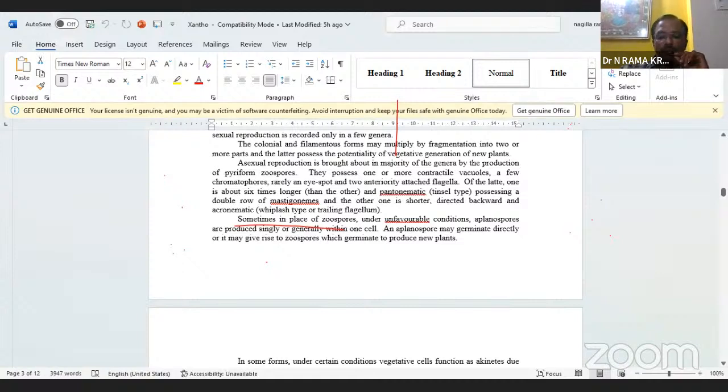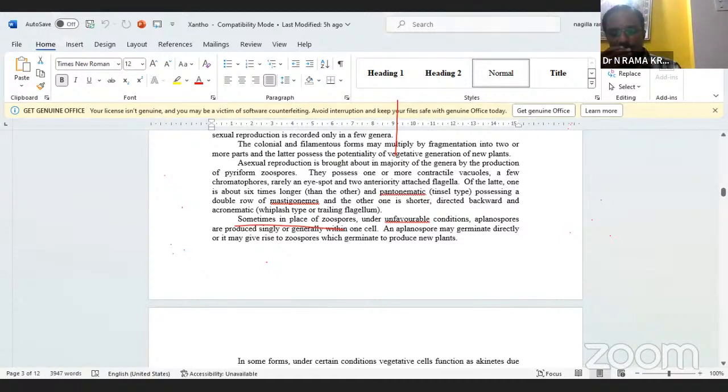So whatever it may be, asexual reproduction is by aplanospores or sporangia under unfavorable conditions. So the entire body is modified into one special type of structure, that is, aplanospores. Yeah. So next one, sexual reproduction.